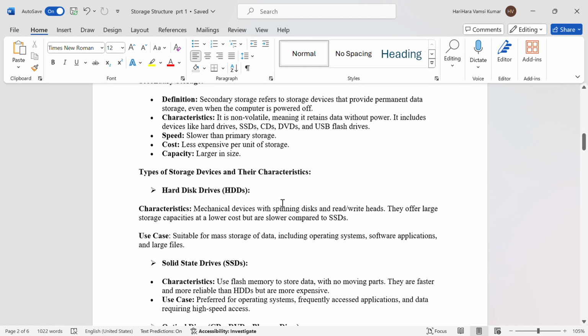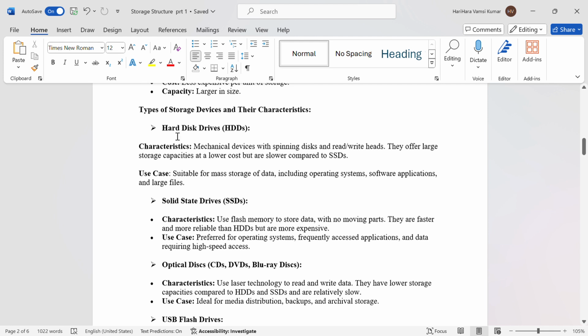Types of storage devices and their characteristics. Hard disk drives, HDDs. Characteristics: mechanical devices with spinning disks and read-write heads. They offer large storage capacities at a lower cost, but are slower compared to SSDs. Use cases: suitable for mass storage of data, including operating systems, storing software applications, and large files.